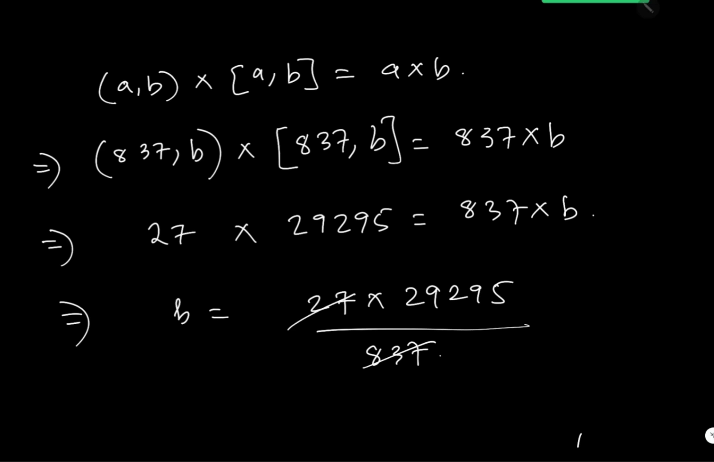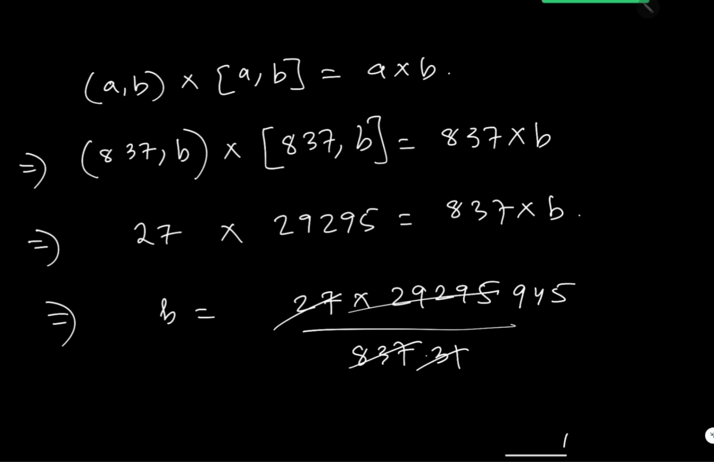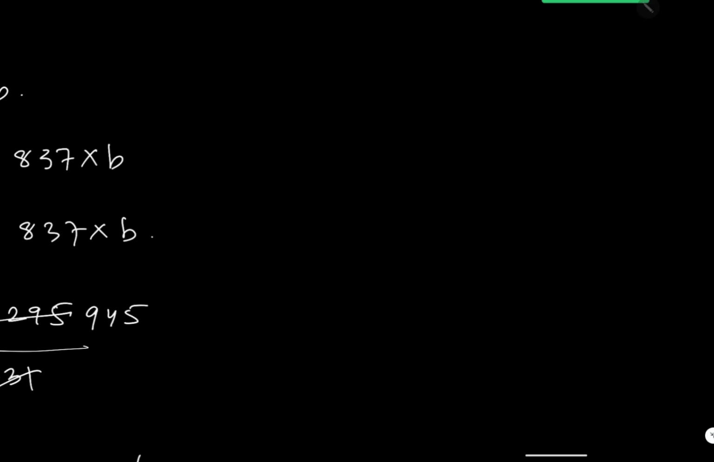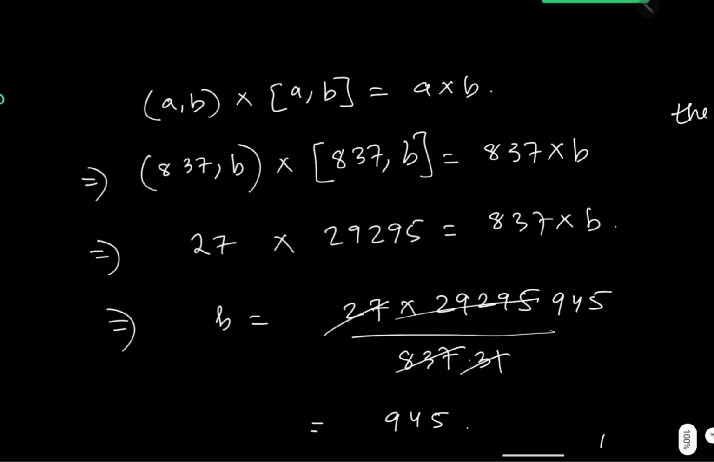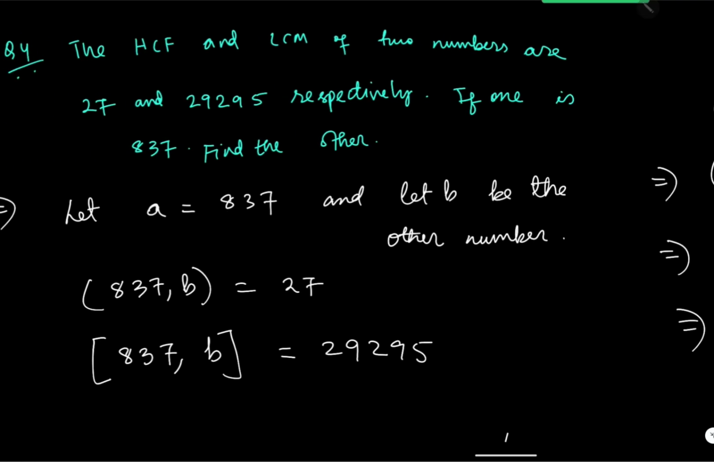837 times 31 is 837, and 31 times 945 is 29295, so our other number is 945. You can conclude by stating that the other number is equal to 945. That is our question number 4.